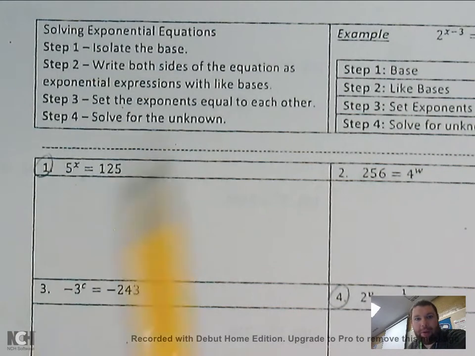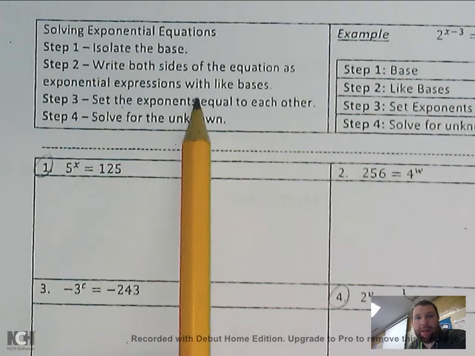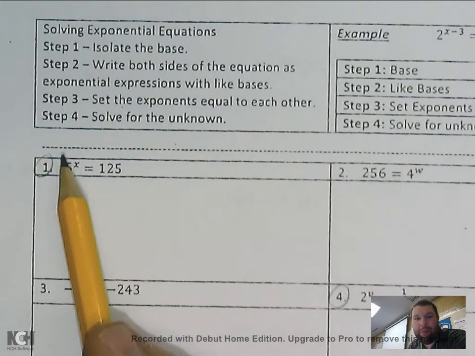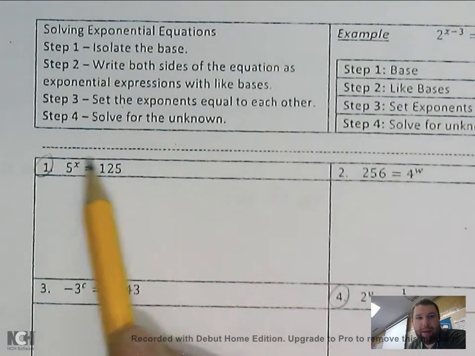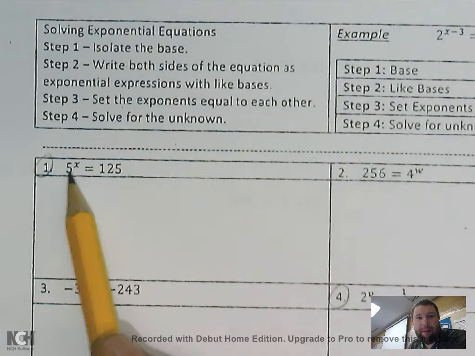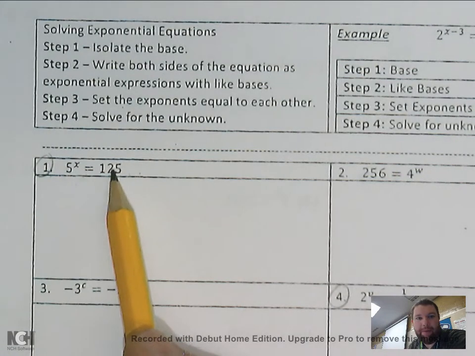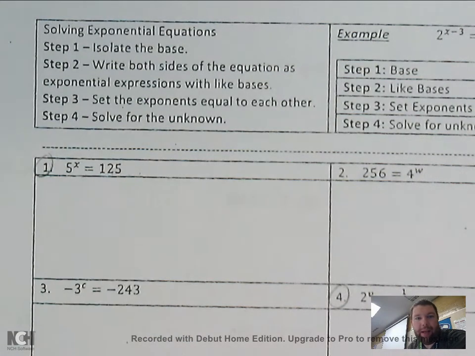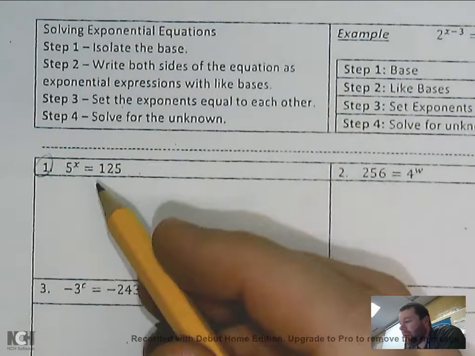Then we're going to write both sides of the equation as exponential expressions with like bases. That means we need both of them to have the same base. So if this has a base of 5, then this needs to be a base of 5. We need to figure out how to rewrite that. Once they have the same base, I can drop the bases and set the exponents equal to each other and solve, if I need to, for the unknown.